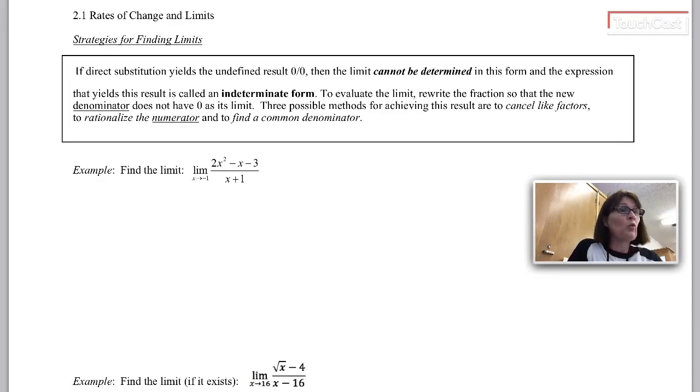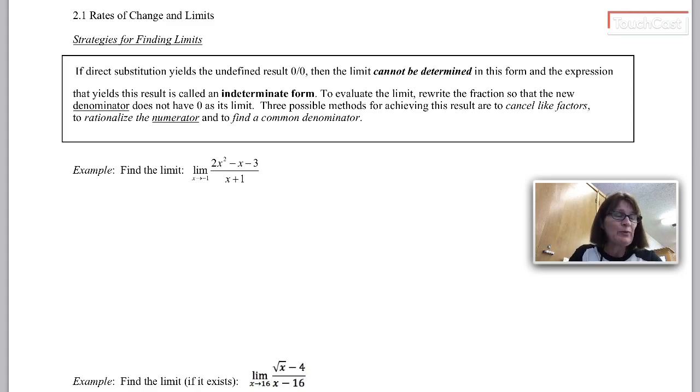Yesterday we focused on well-behaved functions, functions where we could tell what we expected the behavior to be, or functions whose limits we could evaluate by substitution without having any problem, like 0 over 0 or square root of a negative number. So we could try this example. Maybe some of you tried it in class. Find the limit as x approaches -1 of 2x squared minus x minus 3 all over x plus 1.